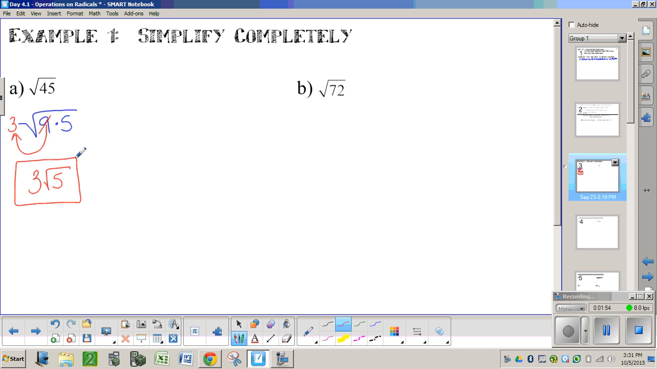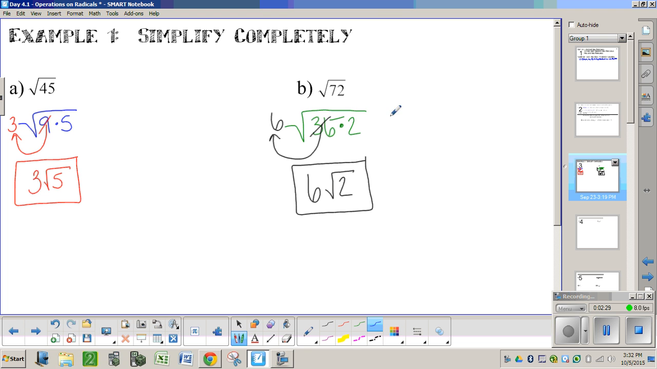All right, let's try 72. Biggest perfect square. Yes, I know a lot of you are thinking 9 times 8, but 9 times 8 is actually more work. We're going to go right to the largest perfect square factor, which happens to be 36. So we're going to do 36 times 2. All right. Now, square root of 36, that's my perfect square. So that's going to come out as 6. So that's going to give us a final answer of 6 radical 2.